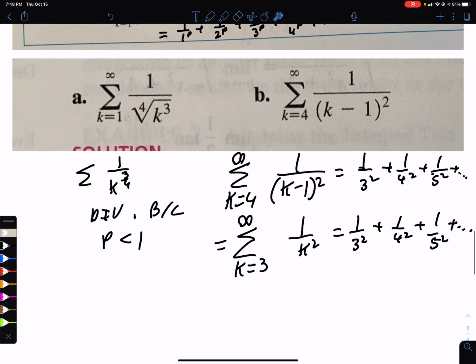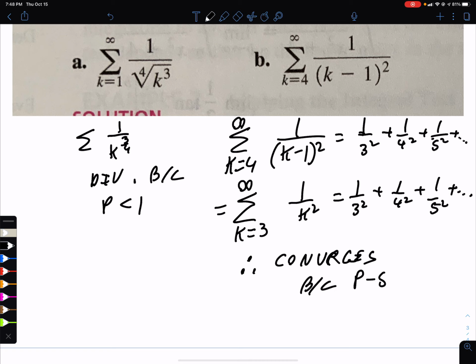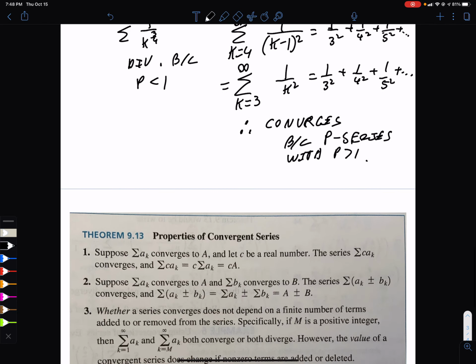If you didn't follow that, you should rewind the video and process through that and make sure you get that. These are equivalent. Therefore, this series converges. Why? Because it's a P series with P greater than 1. So that's your lesson on P series.